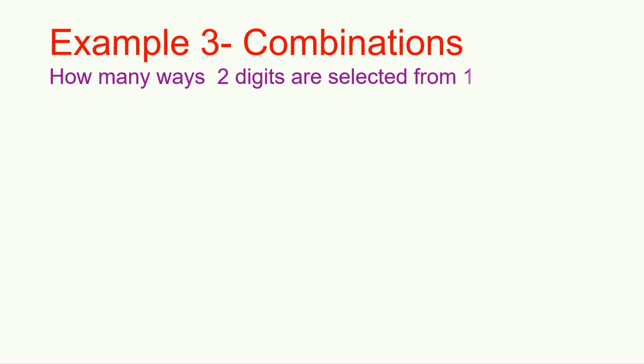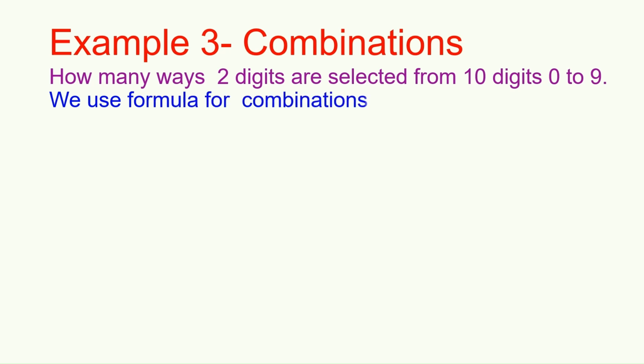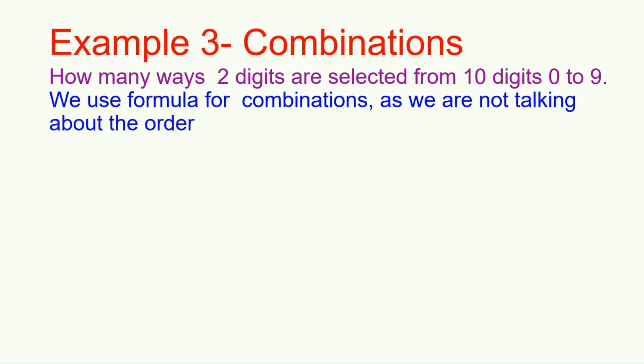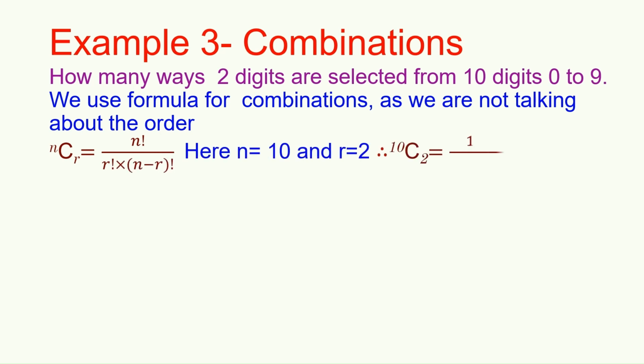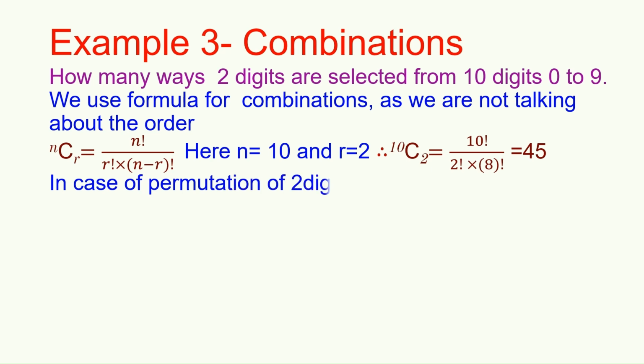Example number 3. How many ways 2 digits are selected from 10 digits 0 to 9? We use formula for combinations, as we are not talking about the order. nCr equals factorial n divided by factorial r times factorial n minus r. Here n equals 10 and r equals 2. Therefore 10C2 equals factorial 10 divided by factorial 2 times factorial 8 is equal to 45.